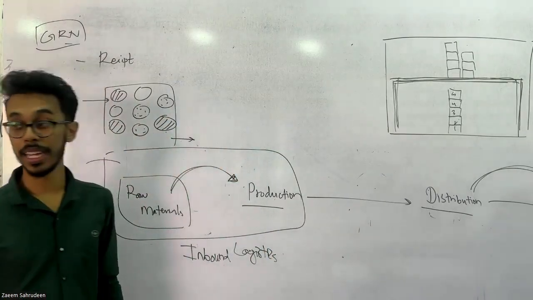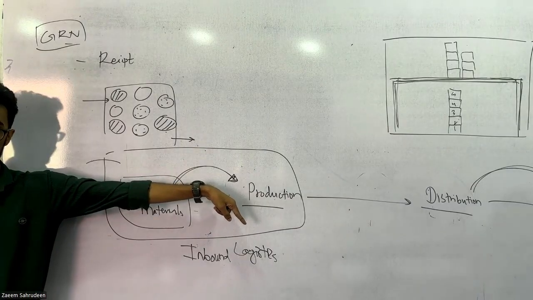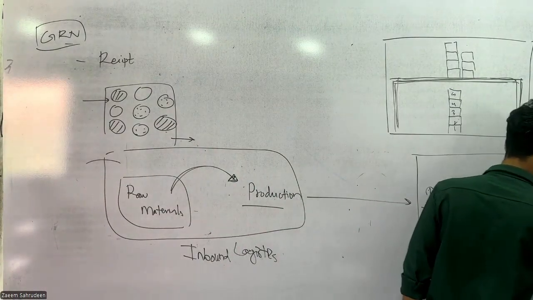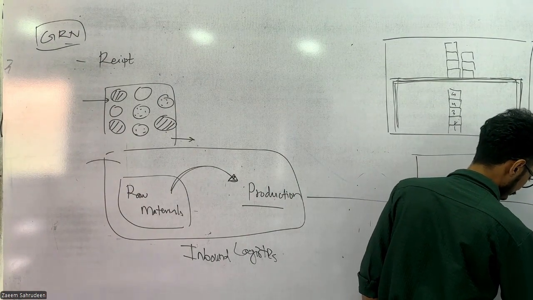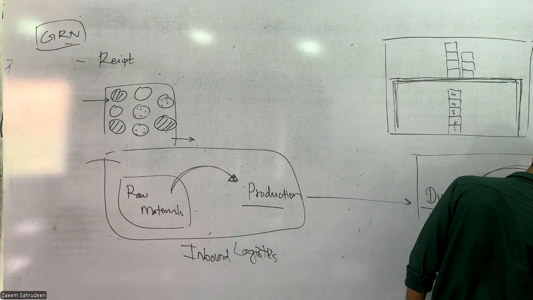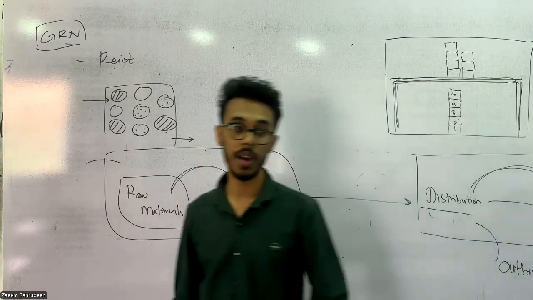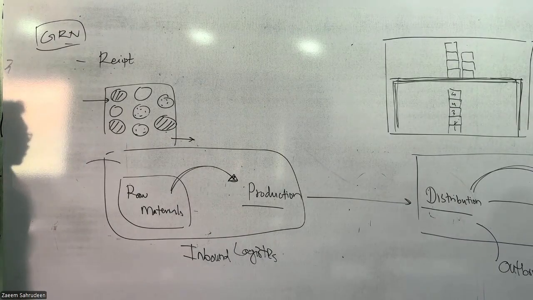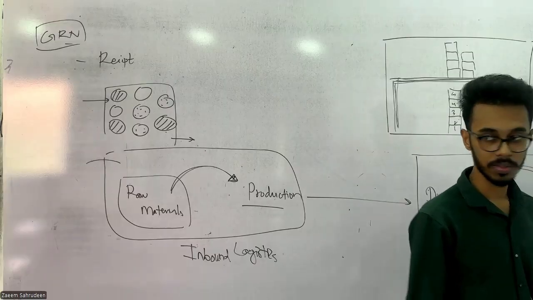This is what you call the inbound logistics: how raw materials come into the business. And then when it comes to distribution, when it comes to customers, how goods are going out. That means the outbound logistics. Inbound logistics and outbound logistics. You can see types of logistics when it comes to inbound and outbound.